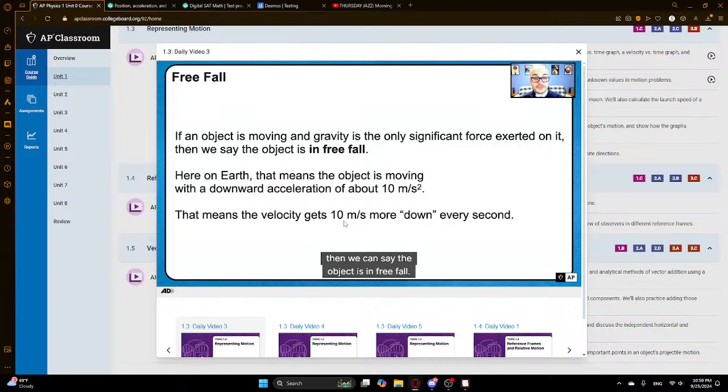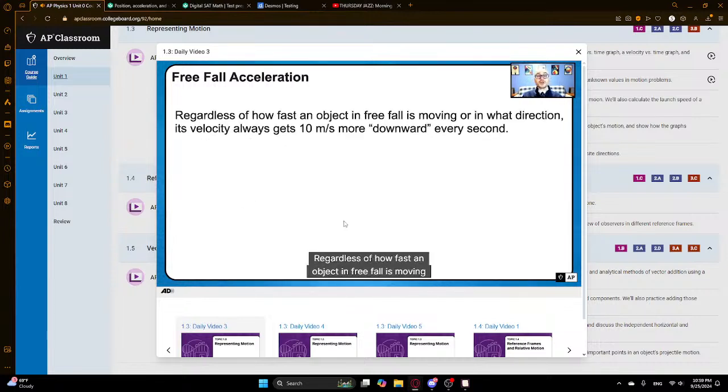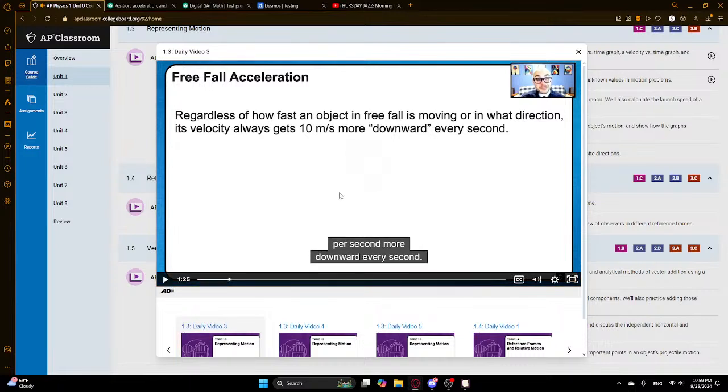Fall. Here on Earth, that means the object is moving with a downward acceleration of roughly 10 meters per second squared. So its velocity gets 10 meters per second more down every second. Regardless of how fast an object in free fall is moving or in what direction it's moving, its velocity is always changing by 10 meters per second every second.